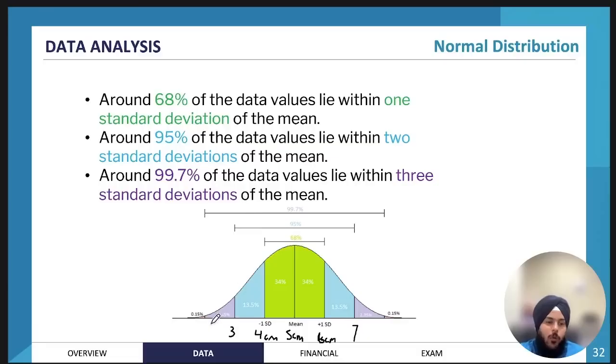So most of them will lie within 3 standard deviations. So they will have approximately a diameter between 2 and 8. So 99.7% of the data values will be between 2 and 8 centimeters. 95% of them will be between 3 and 7 centimeters. 68% of them will be between 4 and 6 centimeters. So that's essentially what the normal distribution is.